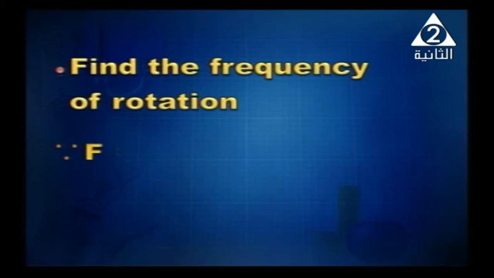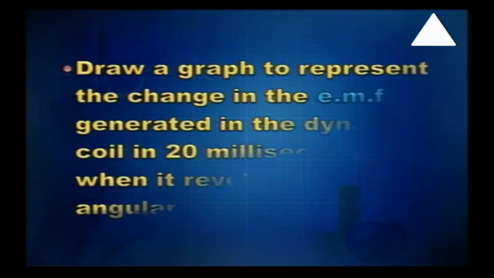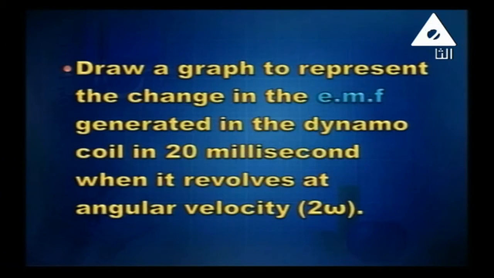Frequency of rotation, it's all easy. Frequency is the reciprocal of the periodic time, 1 over T. So it is 1 over 20 times 10 power negative 3, 1000 over 20, it is 50 hertz. And now sketch a graph to represent the change in the EMF generated in the dynamo in 20 milliseconds when it revolves at an angular velocity 2 omega. So angular velocity is doubled. We want you to redraw it once again, but after doubling the angular velocity.